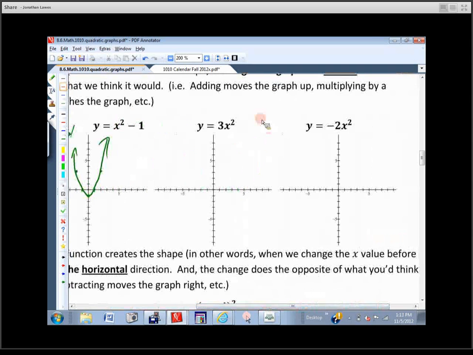Okay, let's take a look at the next one. Plug a number in. Squaring makes the shape. What does the 3 do to the graph?